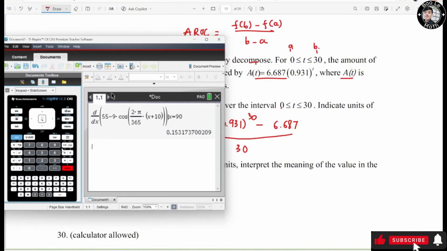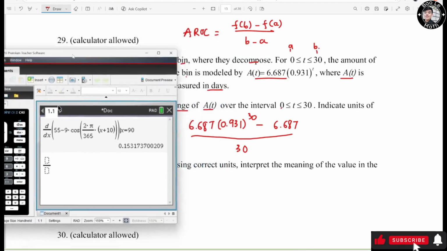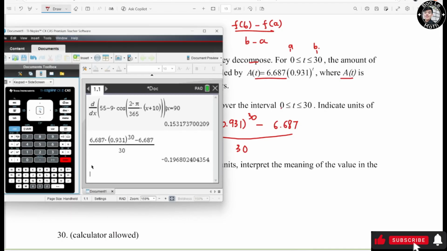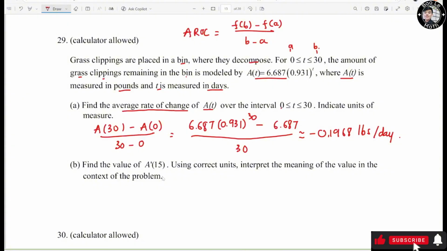Now you're going to hit the button right here and put the fraction. So it could be 6.687, control enter. It could be negative 0.1968, right? Now question B.